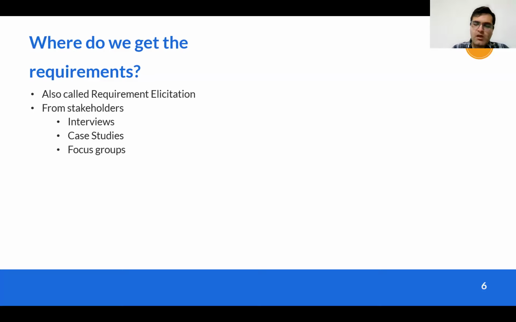Okay. Case studies is also when you look at past examples, okay? Have similar systems been developed before? And how were those, what were the requirements for those systems? What did they do to tackle specific issues? All that, okay? Then surveys and questionnaires is also another popular option.